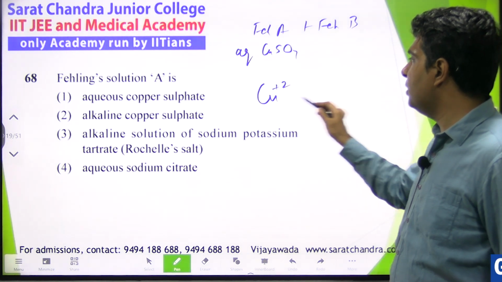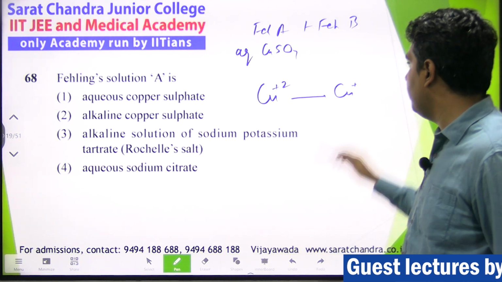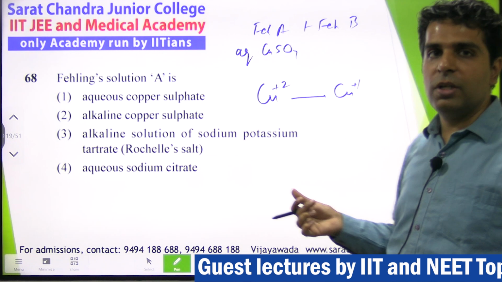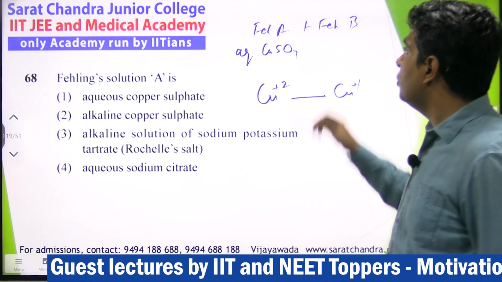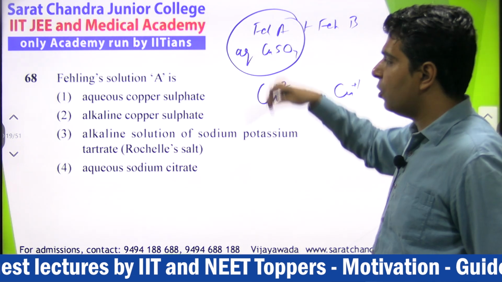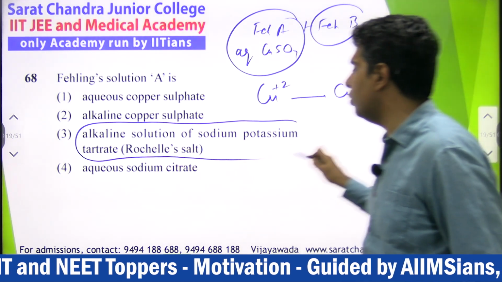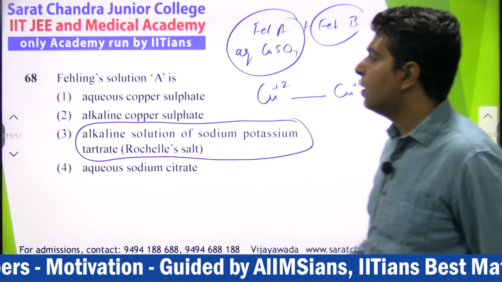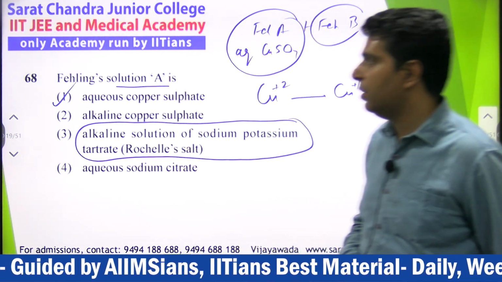Here copper is in +2, which will be reduced to +1, and the aldehyde will be oxidized. So this is the test to distinguish aldehyde from ketone. A mixture of Fehling solution A and B is added. Fehling solution A is only aqueous copper sulfate, and Fehling solution B is this Rochelle salt, an alkaline solution of potassium and sodium tartrate. So the question is asking about Fehling solution A, that is aqueous copper sulfate.